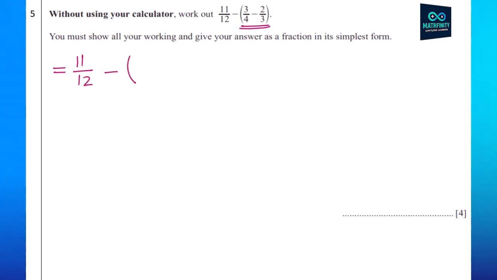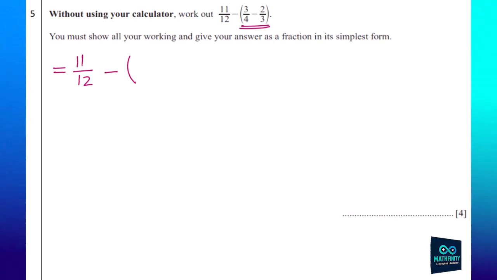Inside the bracket, the denominators are 3 and 4. So if you find out the LCM of 3 and 4, first we will divide by 2, 3 as it is, 4 divided by 2, 2.